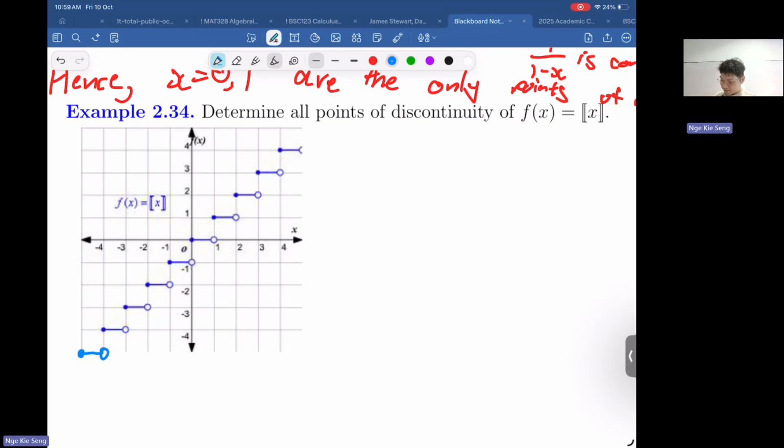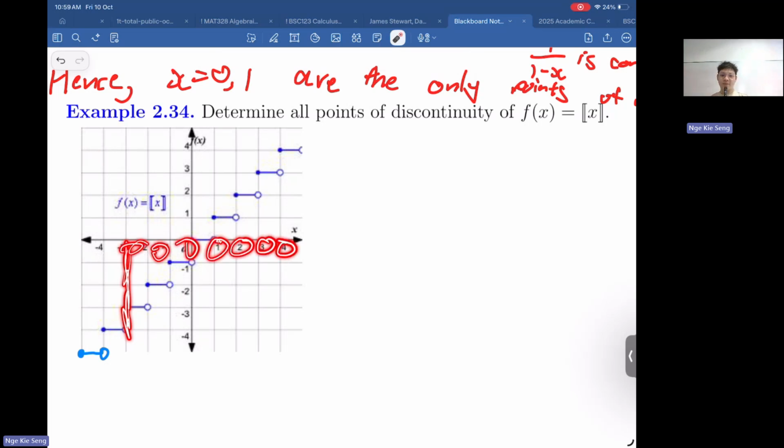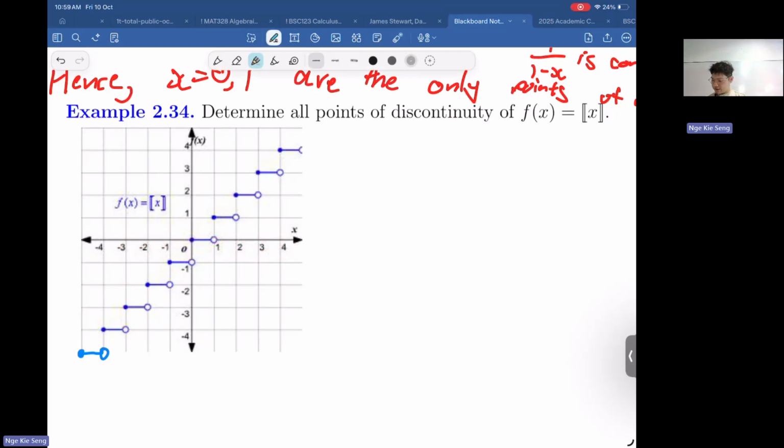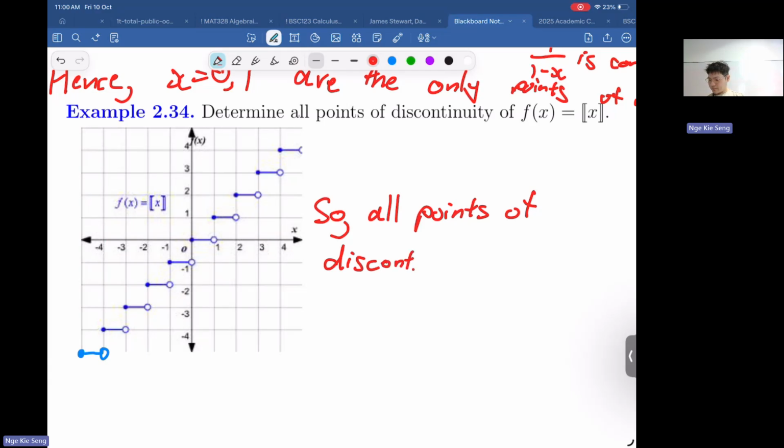-3, good. Also got a jump there. Okay, very good. So what did you notice? Where are the jumps? The jump happened at the integer numbers. All the integer numbers. Okay, so all the points of discontinuity of f are the integer numbers. Other than the integers, they are continuous.